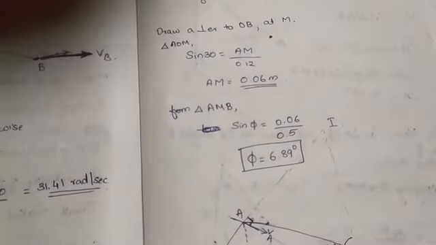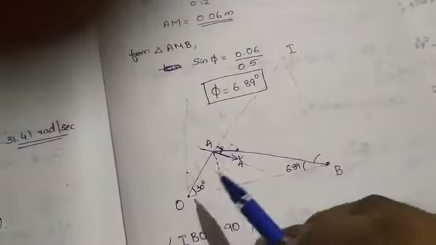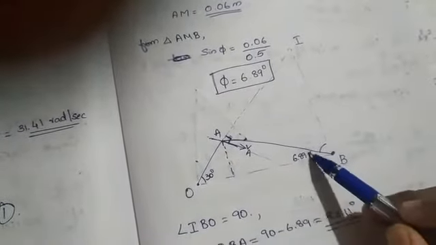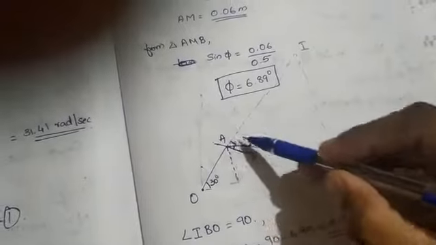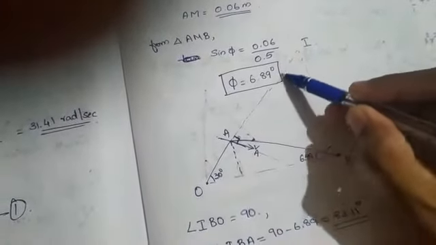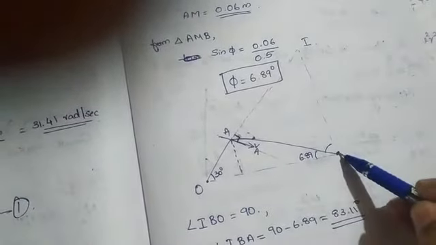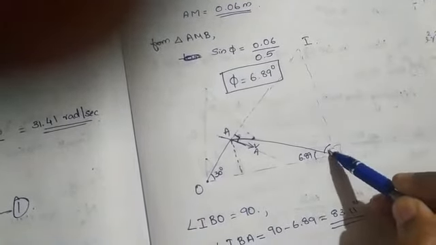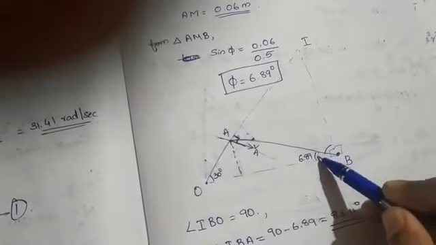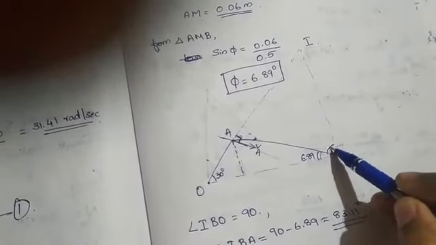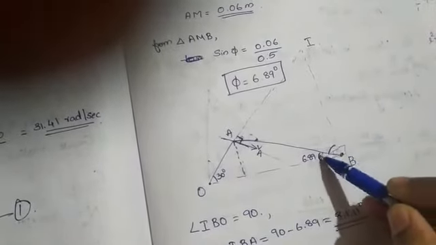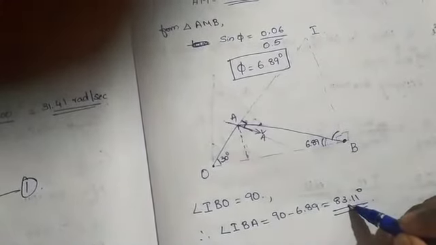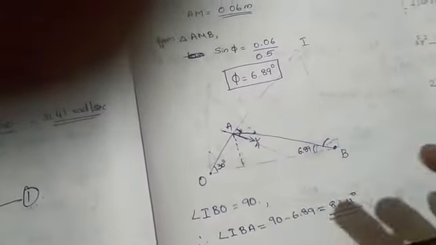Now in this diagram you have this angle 30 degree and this 6.89 degree, and you have perpendiculars from here, right? So this is perpendicular and this is perpendicular, right? So if this is 6.89, what will be this angle? 90 minus 6.89, right? So it becomes 83.11. Okay, you got that angle.